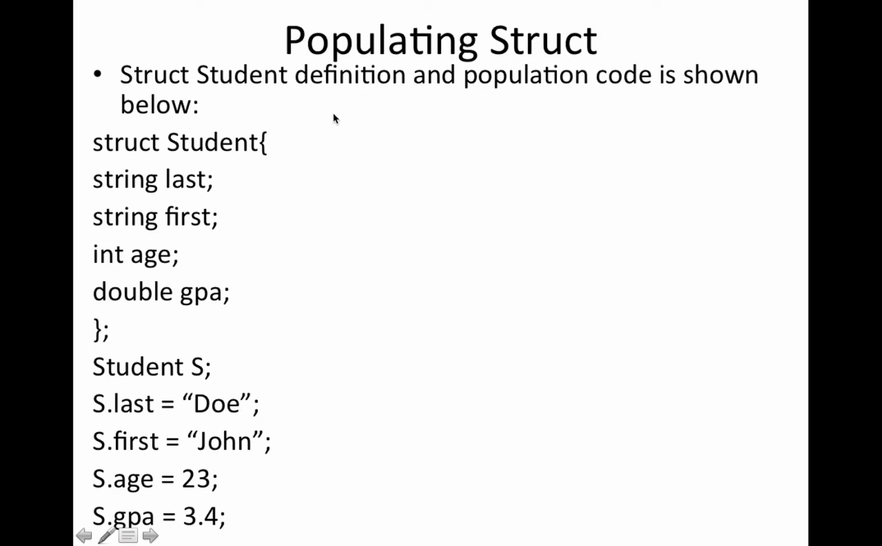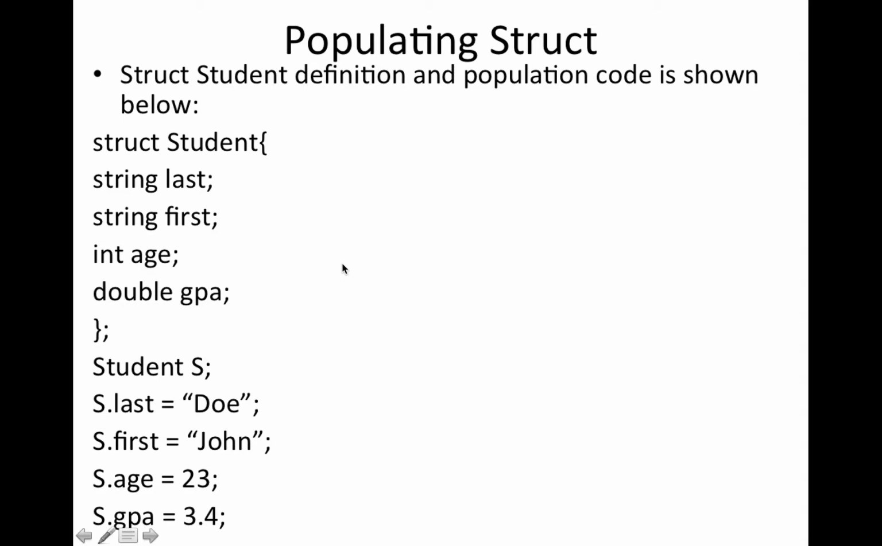So if I have a code like this, I declare struct student that has 4 members or 4 fields. String last is the last name field, student's last name. String first is the student's first name. Int age is the student's age on last birthday. And GPA, which is double type, is the current GPA of the student.